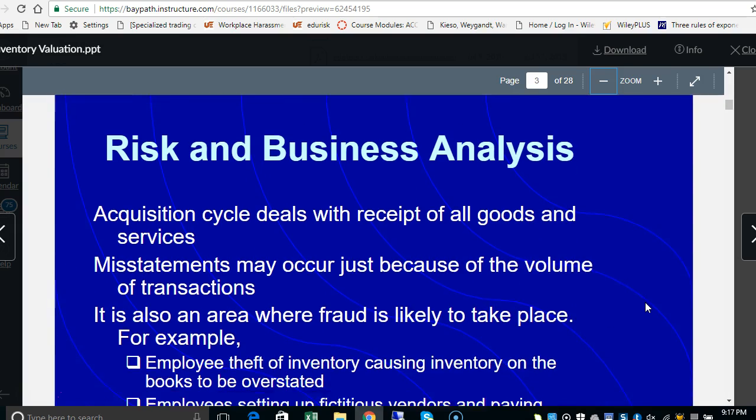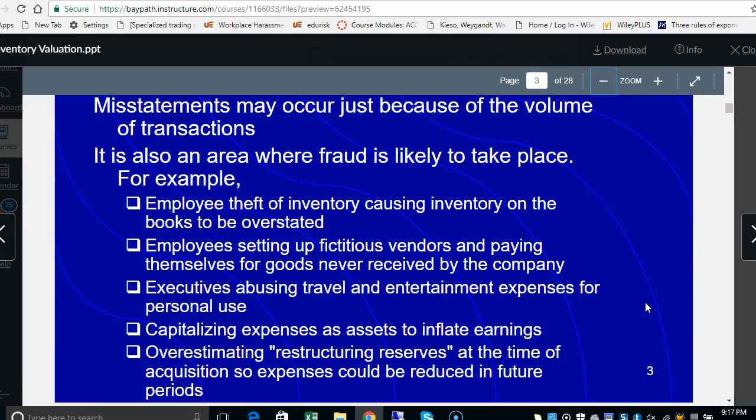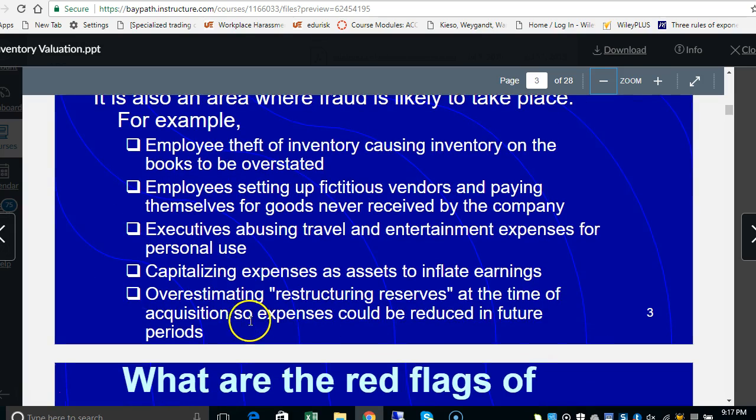The risk and business analysis of the acquisition cycle deals with the receipt of all goods and services. Misstatements may occur just because of the volume of transactions. It is also an area where fraud is likely to take place, such as employee theft of inventory, employees setting up fictitious vendors and paying themselves for goods never received, executives abusing travel and entertainment, capitalizing expenses as assets to inflate earnings, which we learned about in our WorldCom case, overestimating restructuring reserves at the time of acquisition so expenses could be reduced in future periods.